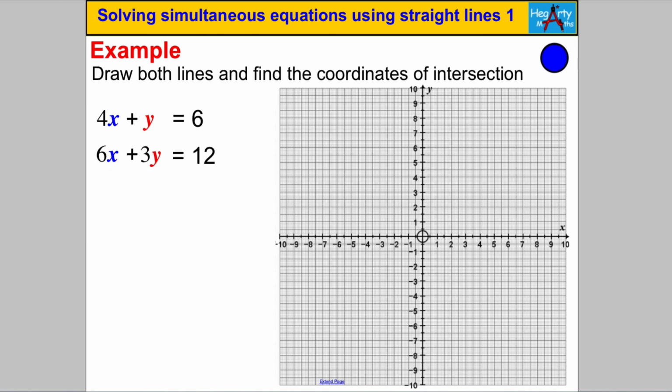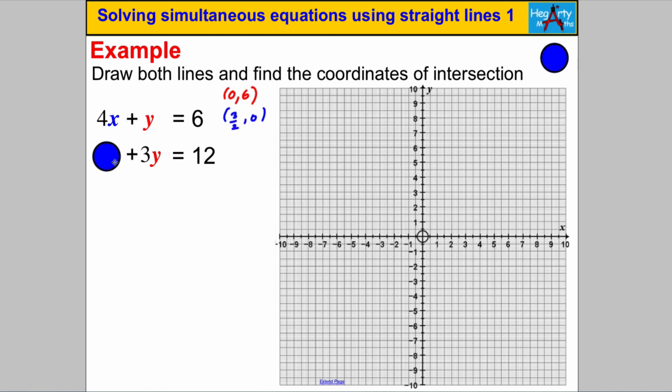Okay, for this one, I'm going to use the technique of making x 0. When x is 0, y is 6. So I know it goes through 0, 6. And this time, when y is 0, 4x is 6. So when y is 0, I divide by 4, I would get myself 6 over 4, which simplifies to 3 over 2, 1.5.